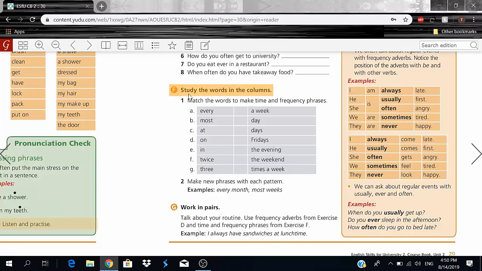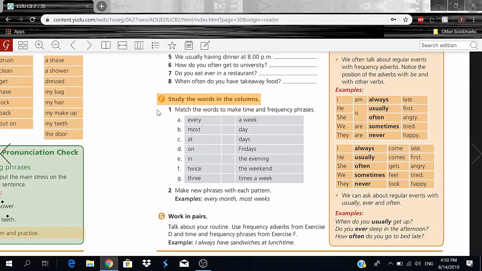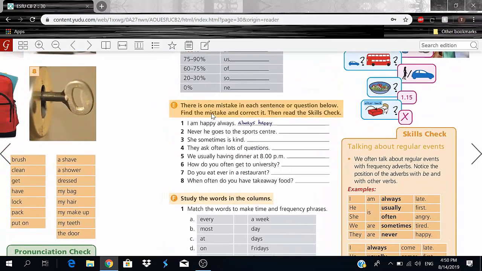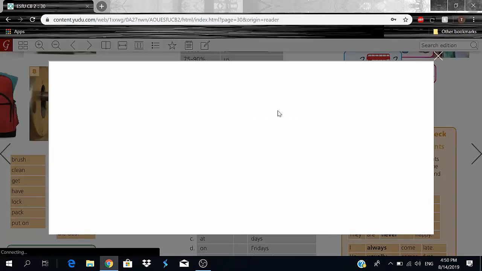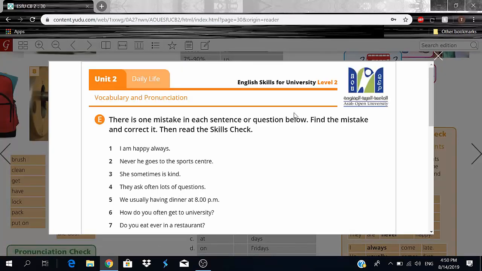Now let's move on to exercise F here. Or actually, before that, let's go to exercise E. There is one mistake in each sentence or question below. Find the mistake and correct it, then read the skills check. So we already know what the skills check is. Now let's check the mistakes.